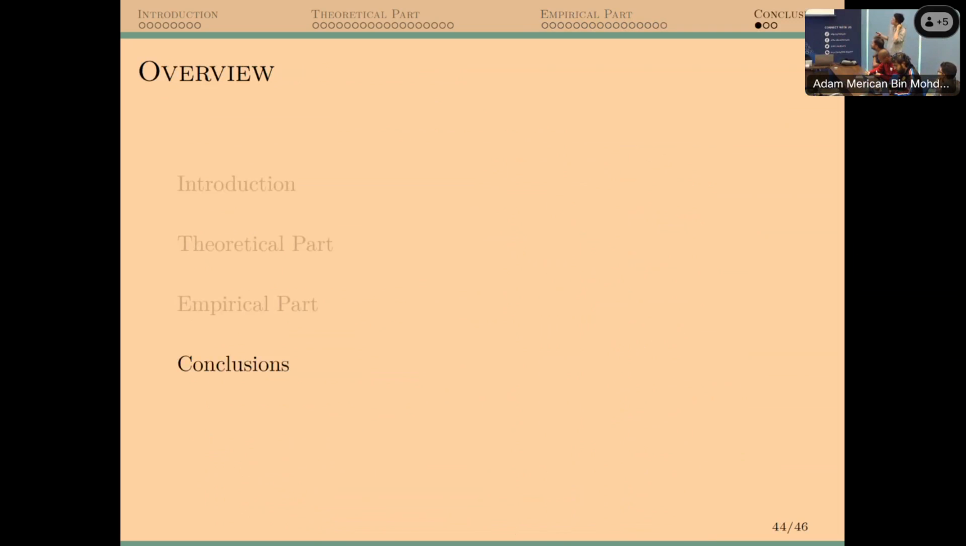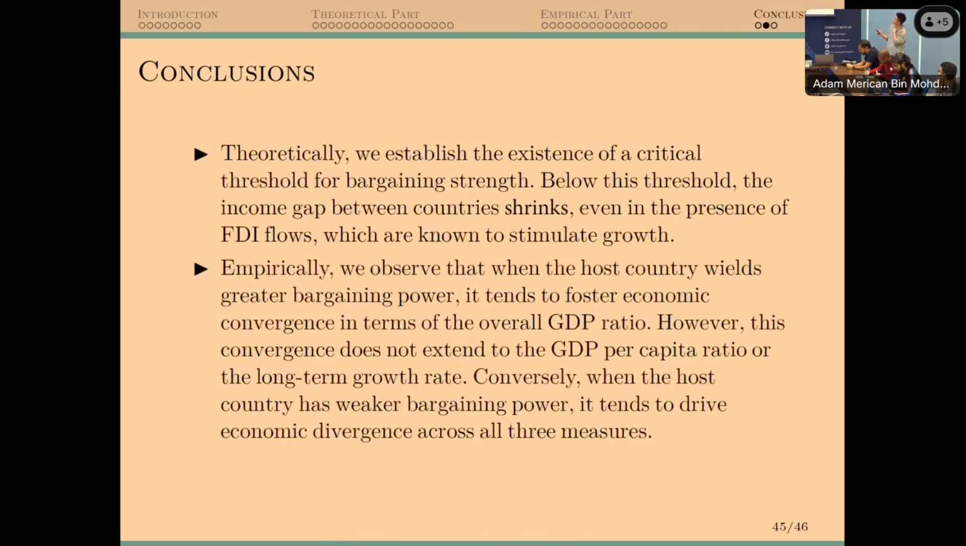Okay, so finally, conclusions. Theoretically, we established the existence of a critical threshold for bargaining strength. Below the threshold, the income gap would shrink even in the presence of FDI flows. Empirically, from the perspective of the host countries, we find that if the host country has higher bargaining power, it causes convergence in terms of the overall GDP. However, this convergence does not extend to the GDP per capita ratio or the long-term growth rate. Conversely, when the host country has weaker bargaining power, it tends to drive economic divergence across all three measures. So this is the empirical finding.